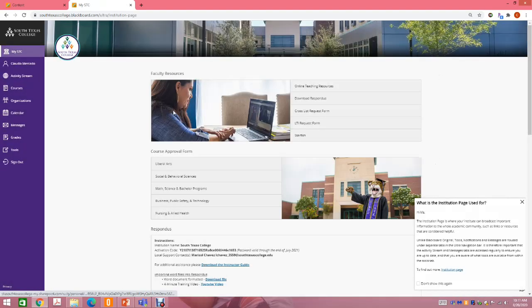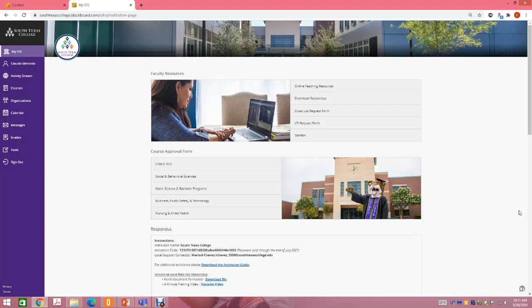Okay, and since I'm using my home computer, it already read that it's me, so it already logged me in. But you should be prompted to enter your username and password, and then you should see something similar to this. Now, I am a faculty member. I don't know if my STC Blackboard looks any different from yours, but this is what I have. Okay, this is my STC Blackboard.